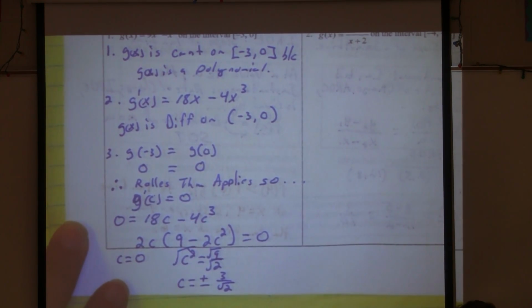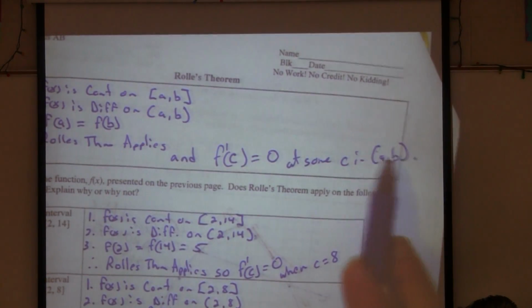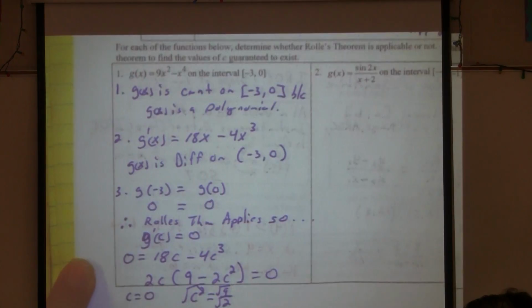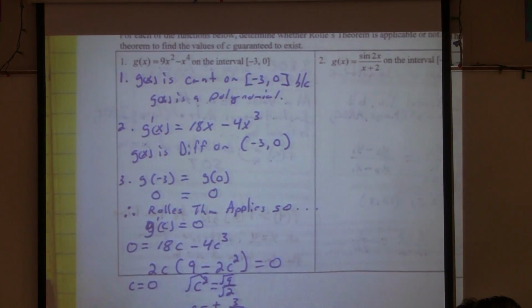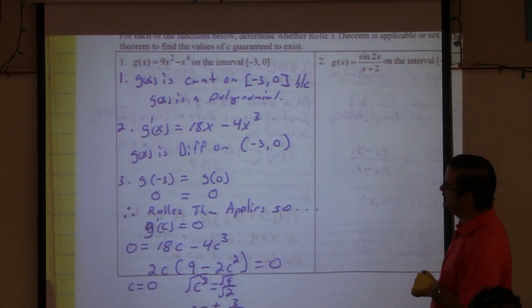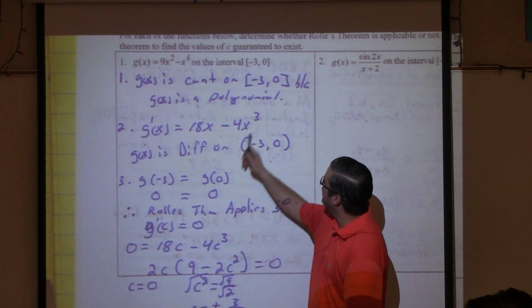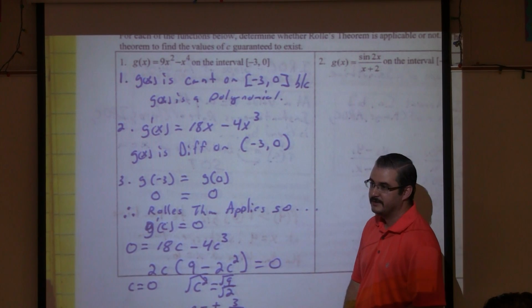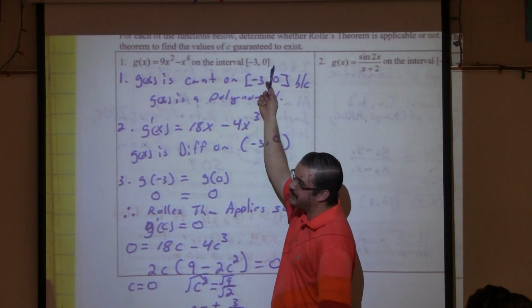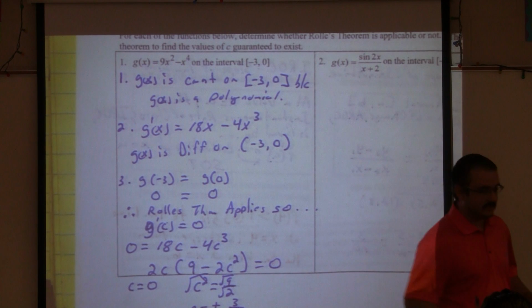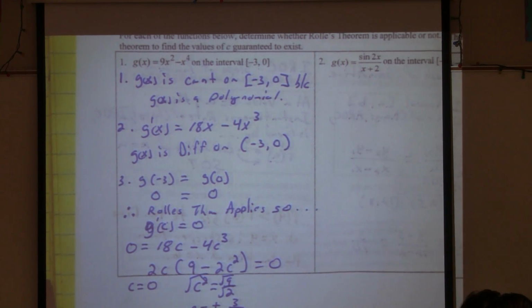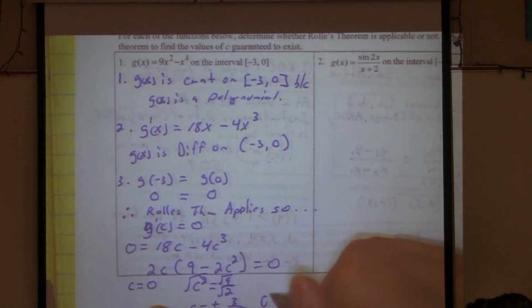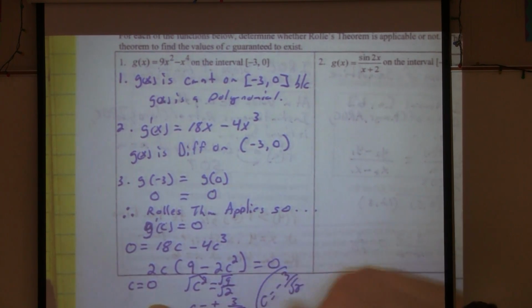Alright, so now which of those c values are in the given interval? The open interval. Okay, that means they cannot be endpoints. Which are the proper c's that I need to pick? Can I pick 0? Why not? It's an endpoint. Can I pick positive 3 over radical 2? No, because it's between 0 and what? -3. Okay, so my only c value that is guaranteed in this particular interval by Rolle's theorem has to be -3 over radical 2.